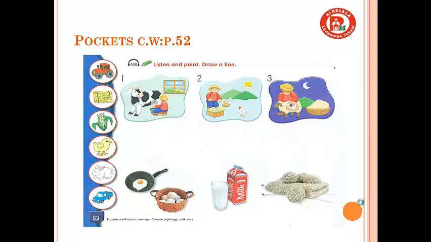Okay, can you draw a line? From where do we get the eggs? Can you guess? Okay, so you will match number 2 to the eggs. Excellent. And from where do we get milk? Can you guess? Excellent. So we can match number 1 to the milk. And from where do we get wool? Excellent. From the sheep. So we will match number 3 to the wool.